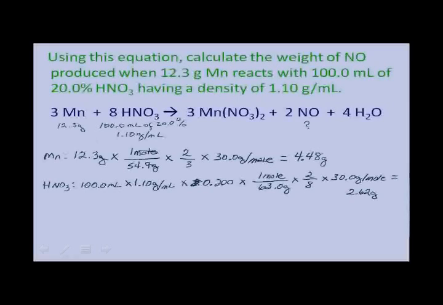Now, folks, what weight of nitric oxide can be produced? Well, I'm going to run out of nitric acid when I have produced 2.62 grams of nitric oxide. I'm going to run out of manganese when I produce 4.48 grams of nitric oxide. I can't produce 4.48 grams. I can only produce 2.62 grams because at that point I'm out of nitric acid and the reaction quits. So there's manganese left over, waiting to react.